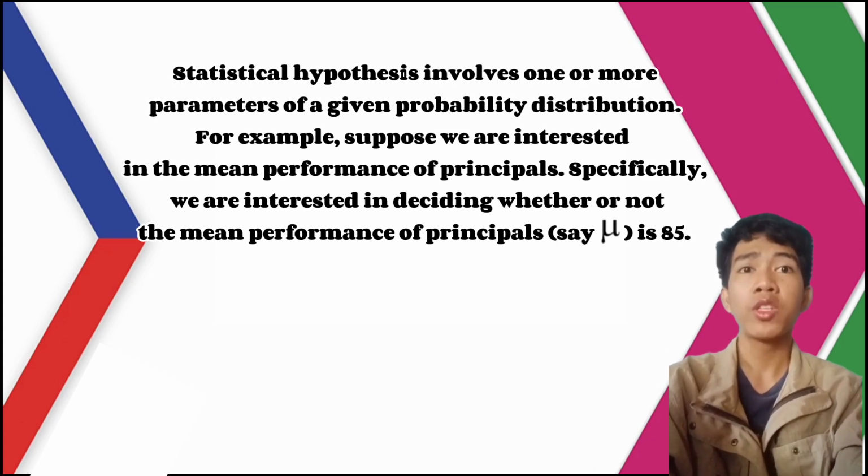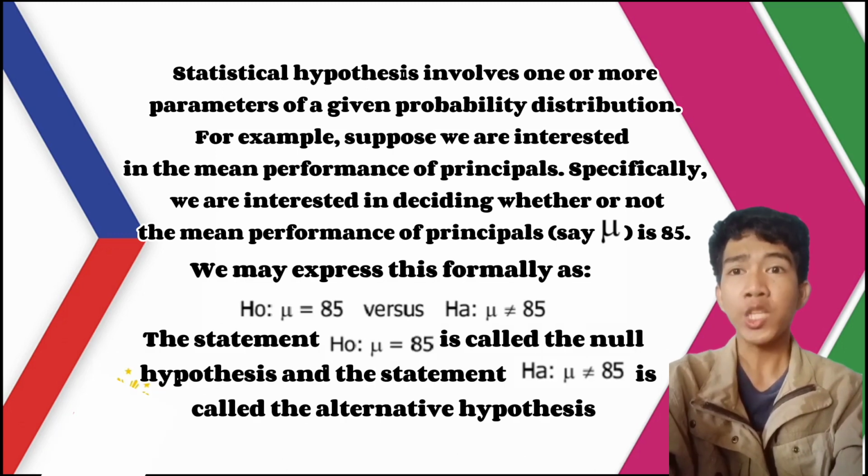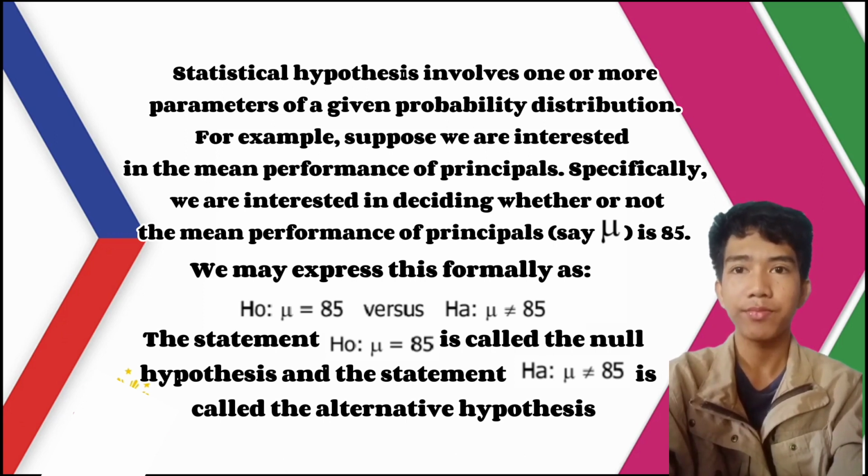For example, suppose we are interested in the mean performance of principals. Say the mean is 85. We may express this formally as null hypothesis, mean is equal to 85, versus alternative hypothesis, mean is not equal to 85. H sub 0, where mean is equal to 85, is called the null hypothesis, and the statement H sub A, where mean is not equal to 85, is called the alternative hypothesis.